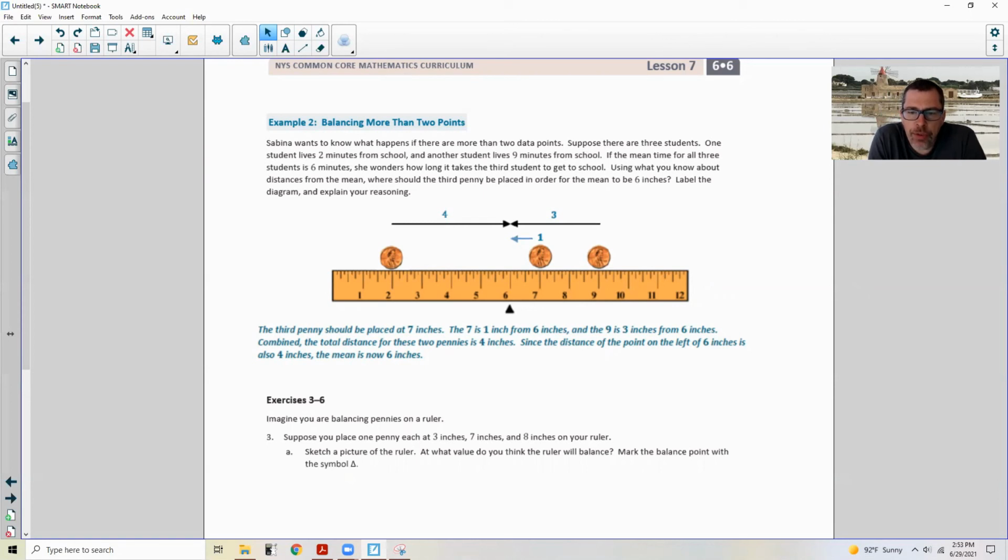So the one penny was 1 inch, the penny at 9 inches was 3 inches from 6. So 1 plus 3 is 4, and that equals the other 4. So the third penny should be placed at 7 inches. The 7 is 1 inch from the 6 inches, and the 9 is 3 inches from the 6 inches. Combined, the total distance for the 2 pennies is 4 inches. Since the distance of the point on the left of 6 inches is also 4 inches, the mean is now 6 inches.